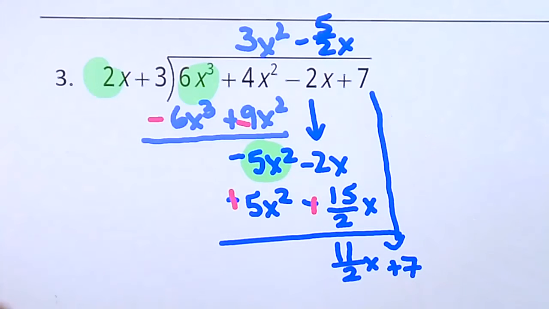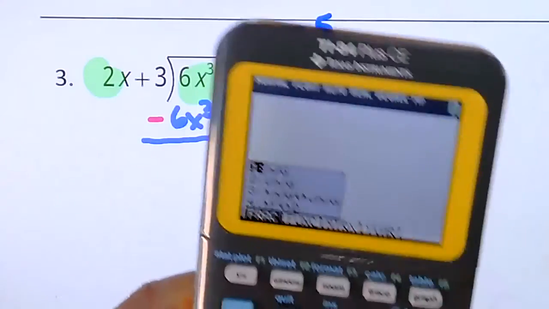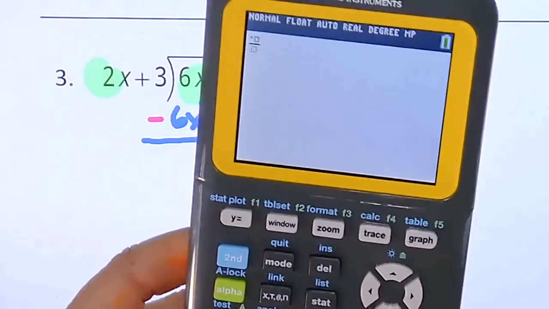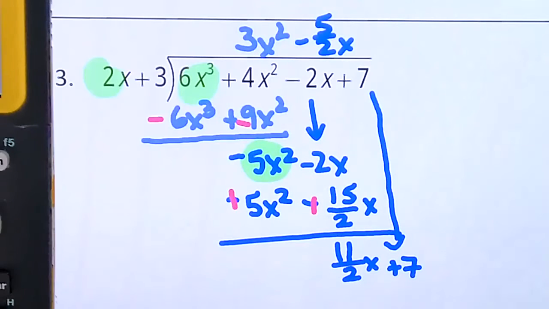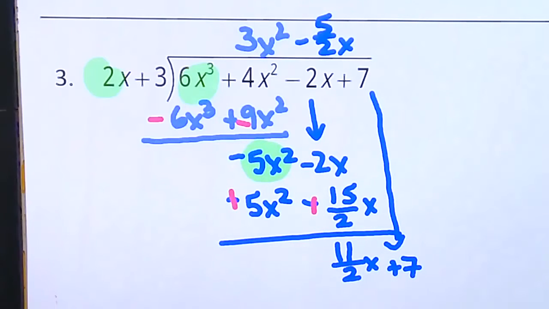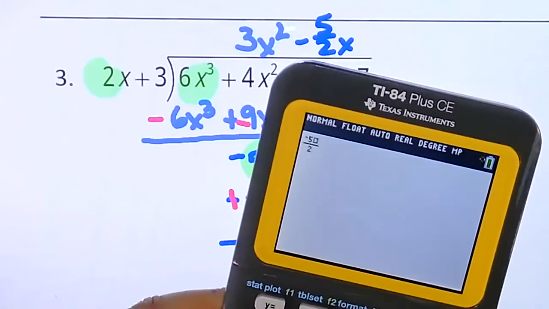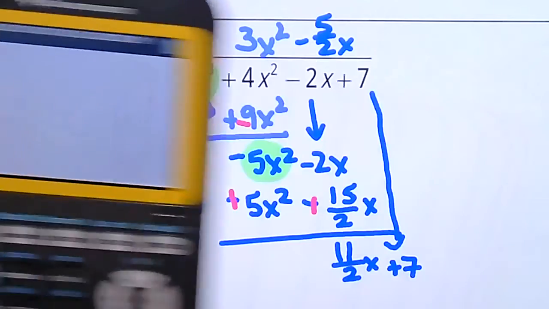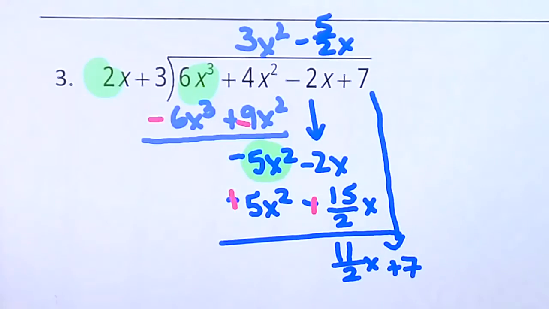But you can do that on the calculator if you need to, okay? So if I'm taking a negative 5 halves, I'm going to enter in using my fraction alpha, and y equal gets you a fraction. So negative 5 halves. It's positive 15 halves. I apologize. Positive 15 halves. And a negative 2. So minus 2, and I get 11 halves. So you can also do it on the calculator.